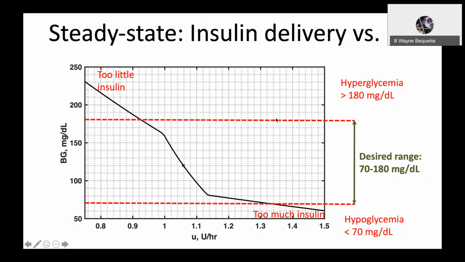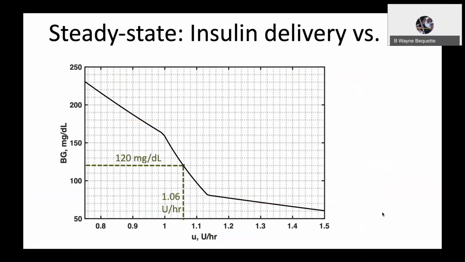And what you see is if you give too little insulin, then you're operating above the 180 milligrams per deciliter, and that would be referred to as hyperglycemia, high blood glucose. If you give too much insulin, then you're operating below the 70 milligram per deciliter concentration, and that would be known as hypoglycemia. So you'd like to really operate in this range, 70 to 180 milligrams per deciliter.